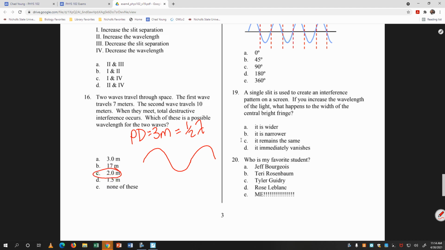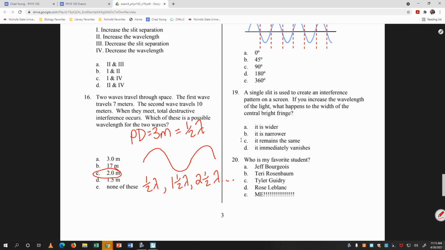Yeah, so my path length difference is 3 meters. I have these two waves that travel a difference of 3 meters. In order for me to have total destructive interference, the path length difference has to be some increment of a half a wavelength. The path length difference can be a half wavelength, it can be 1.5 wavelengths, it can be 2.5 wavelengths, and on and on.